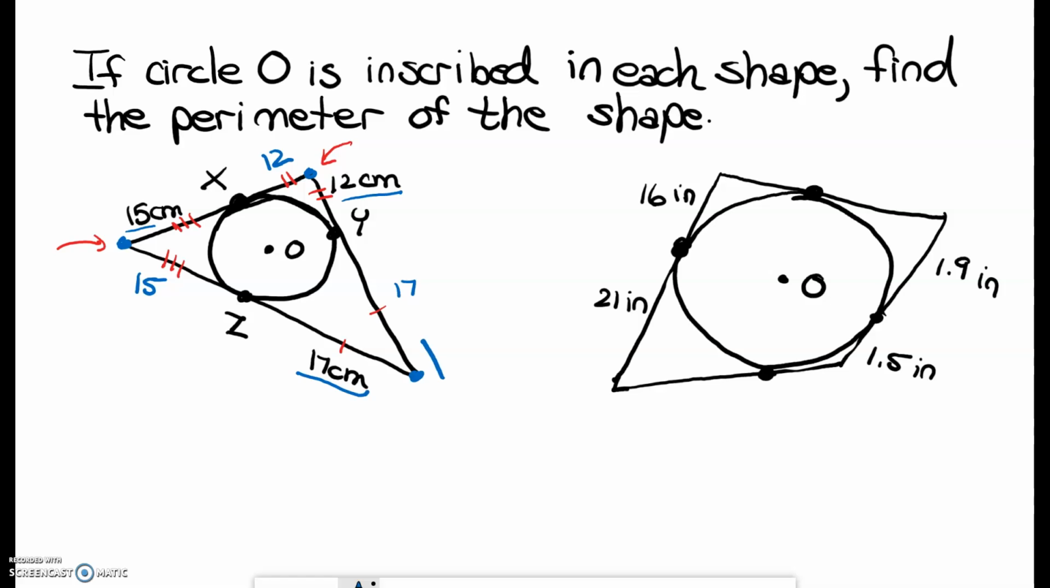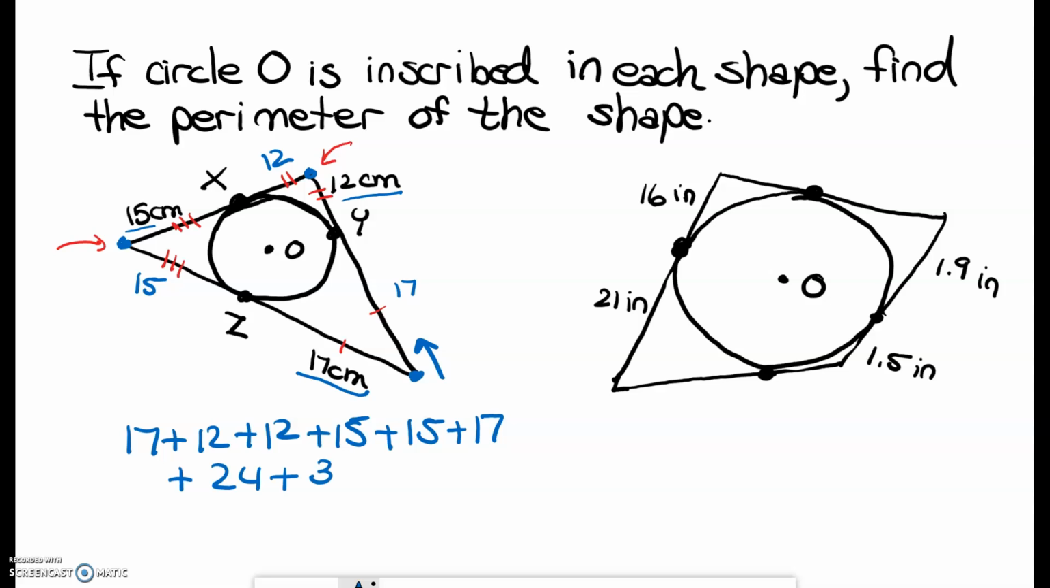So I'm going to start at this point and walk this way around my triangle. I come to 17, then to 12. When I turn the corner, I get another 12, and I get this 15. When I turn the corner again, I get another 15, and then I get a 17. So when I add, 12 and 12 is 24, 15 and 15 is 30, 17 and 17 is 34. So I get 24 plus 64, which is going to be 88. The perimeter is 88 centimeters.